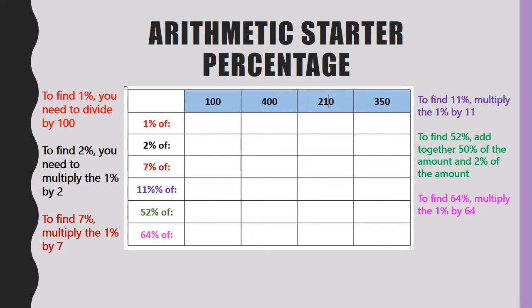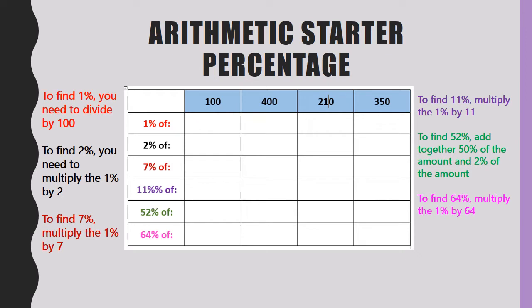If we want to find 1% of a number, what do we need to do? That's right, we divide by 100, because to get from 100 to 1, we have to divide by 100. And that is going to be what we're going to use to help us with our problem solving today, with finding our percentage of an amount.